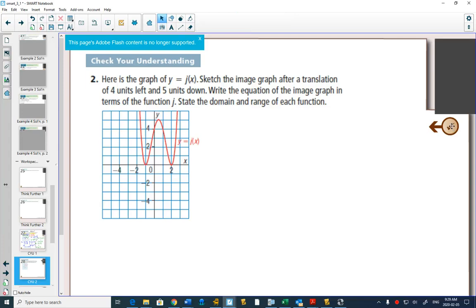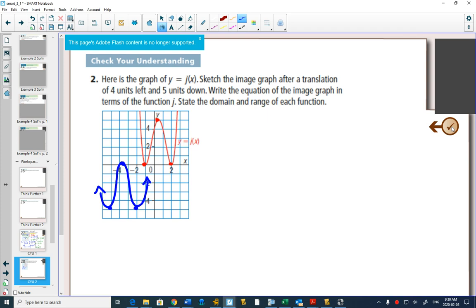So one of the things that you would do is you would say, what are sort of key points? Those look like key points to me. And if I went 4 units to the left, 1, 2, 3, 4, and 5 units down, 1, 2, 3, 4, 5, that point would be there. Those are our bottom 2 points, and this one, 4 left and 5 down would be there. And then make sure I add my arrowheads on the end of my graph.